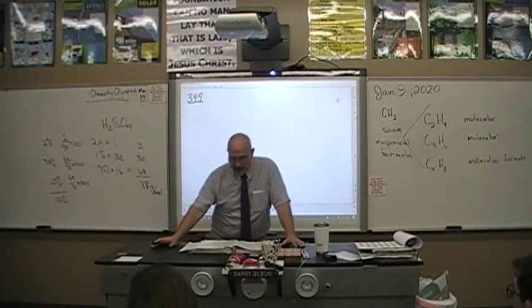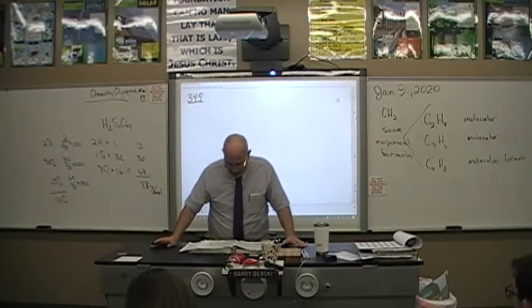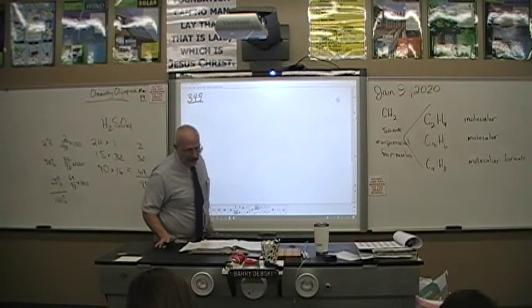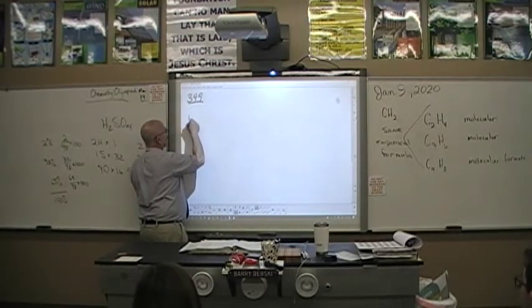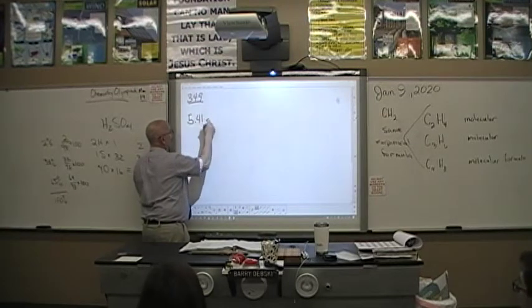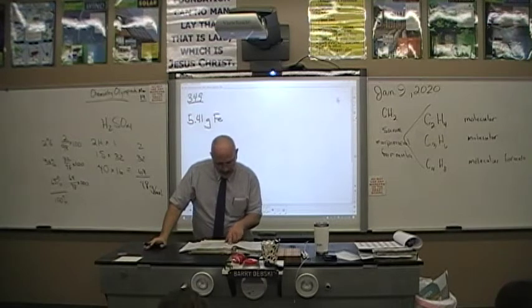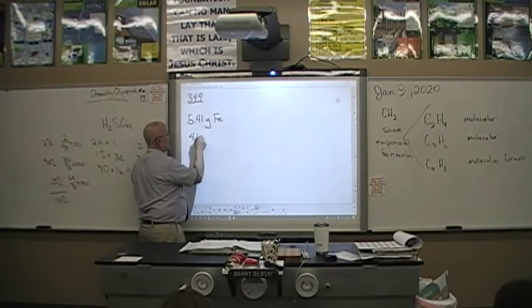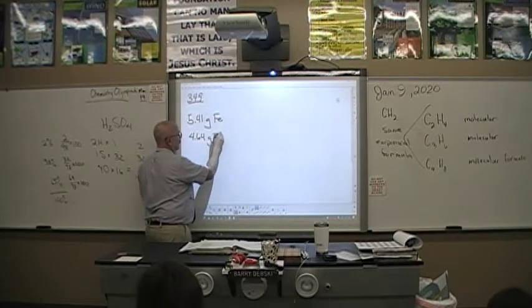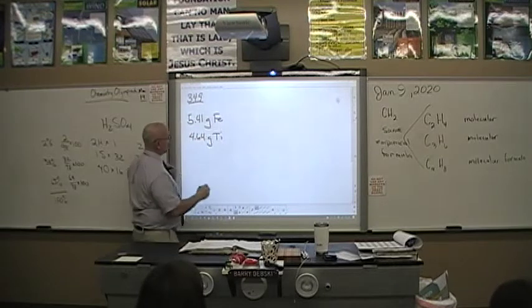Convert the known masses of each element to moles. Find the smallest whole number ratio of the moles of the elements. Okay, so it says iron equals 5.141 grams, and titanium is 4.64 grams, and I know I have oxygen, 4.65 grams.